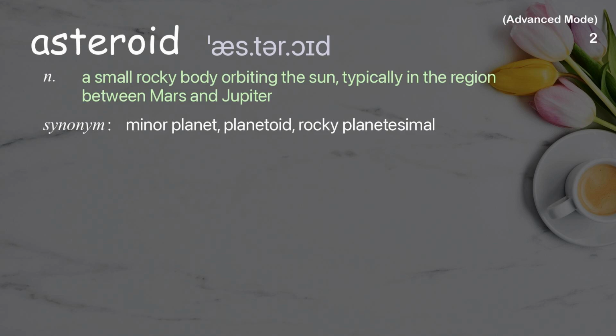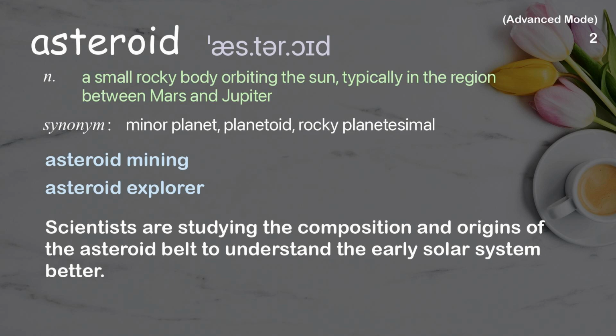Asteroid. A small rocky body orbiting the Sun, typically in the region between Mars and Jupiter. Examples: Asteroid mining. Asteroid explorer. Scientists are studying the composition and origins of the asteroid belt to understand the early solar system better.